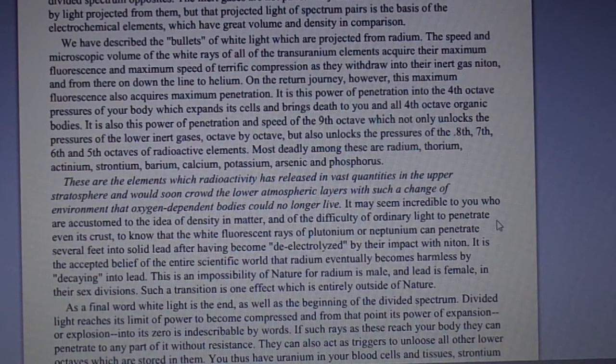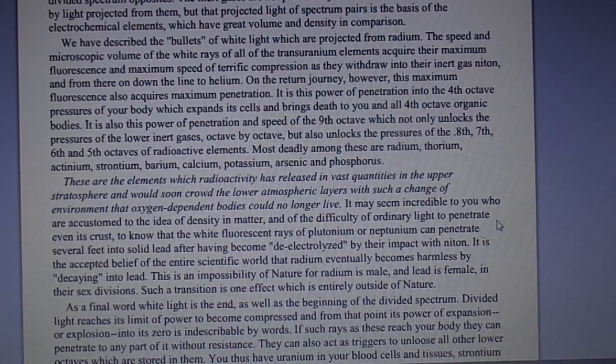We have described the bullets of white light which are projected from radium. The speed and microscopic volume of the white rays of all of the transuranium elements acquire their maximum fluorescence and maximum speed of terrific compression as they withdraw into their inert gas niton, and from there on down the line to helium. On the return journey, however, this maximum fluorescence also acquires maximum penetration.